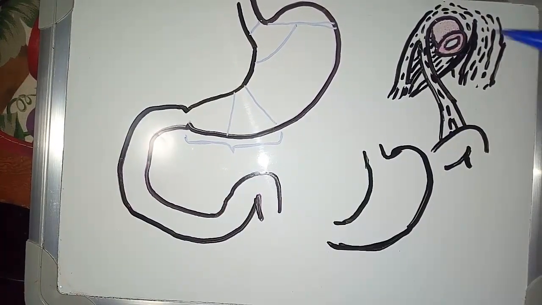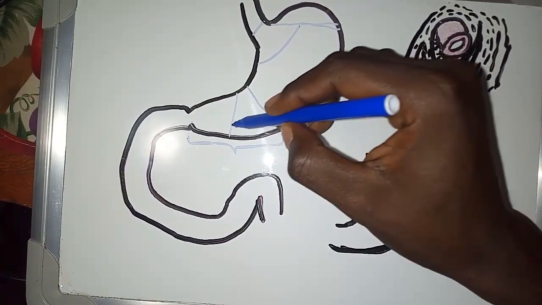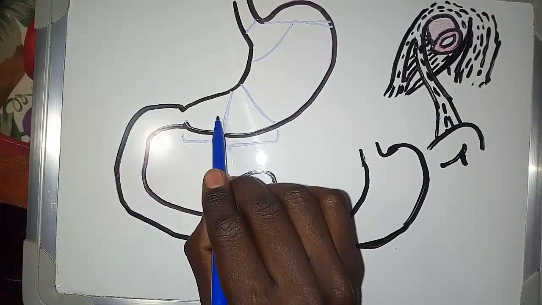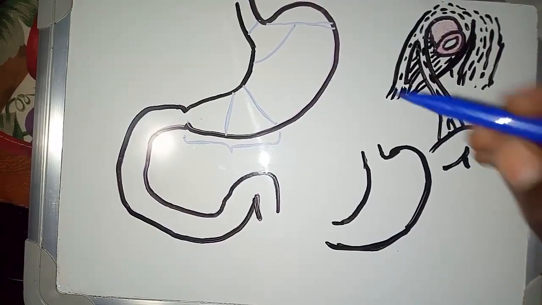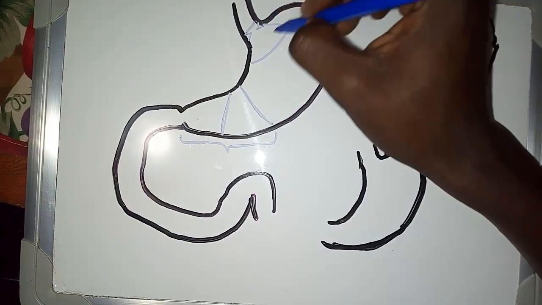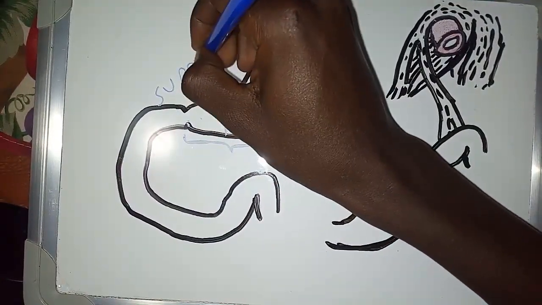The pylorus of the stomach is divided into two parts. The wider part is the pyloric antrum, and this is the pyloric canal. The stomach has two sphincters, the cardiac sphincter and the pyloric sphincter. The duodenum is divided into four parts.